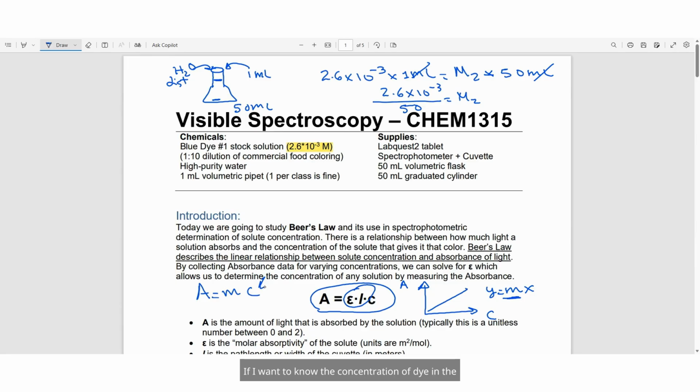If I want to know the concentration of dye in the Windex or in the mouthwash, all I have to do is divide the absorbance I measured by the slope, and that will give me the concentration of each of the solutions that were tested at the end of the lab.